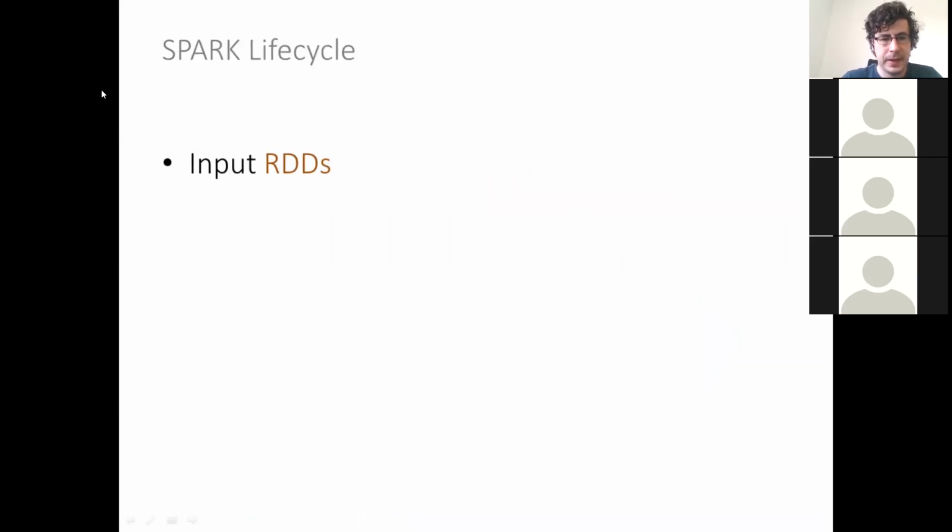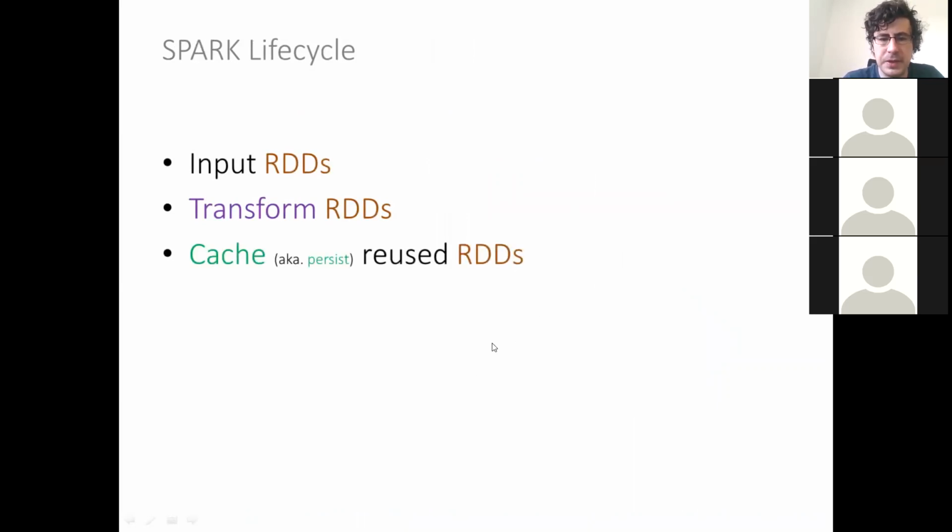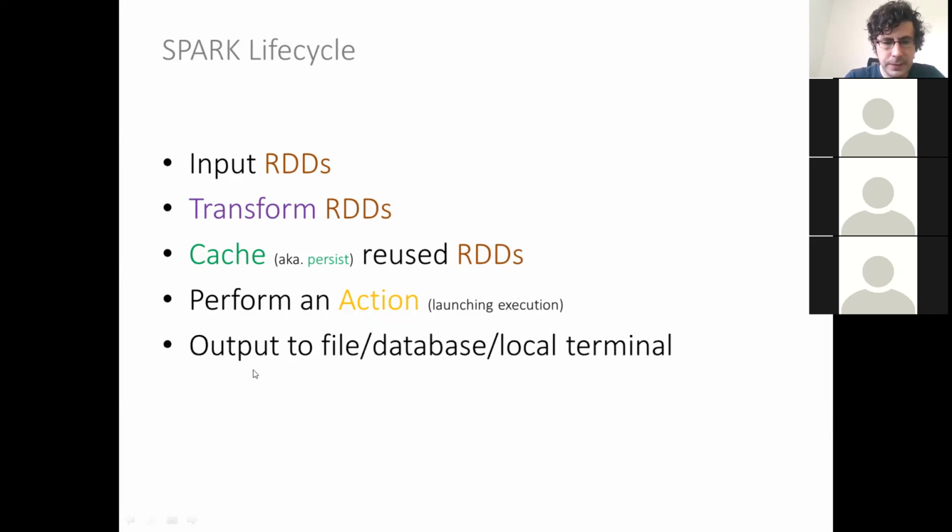So in terms of the Spark lifecycle overall, what we have are input RDDs. So we can load them from disk, for example. We transform RDDs, we cache reused ones, RDDs that we're going to use several times. And then we perform an action, or we can perform multiple actions, and this will launch the execution or the computation of the dependent RDDs. So finally, the result of an action will be output to a file, a database, a local terminal, a local application, your local Python code, whatever it might be, but it's output to some external resource.